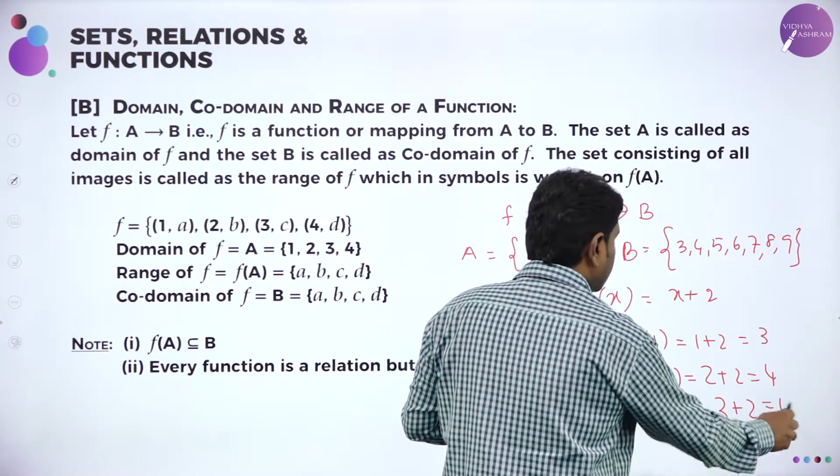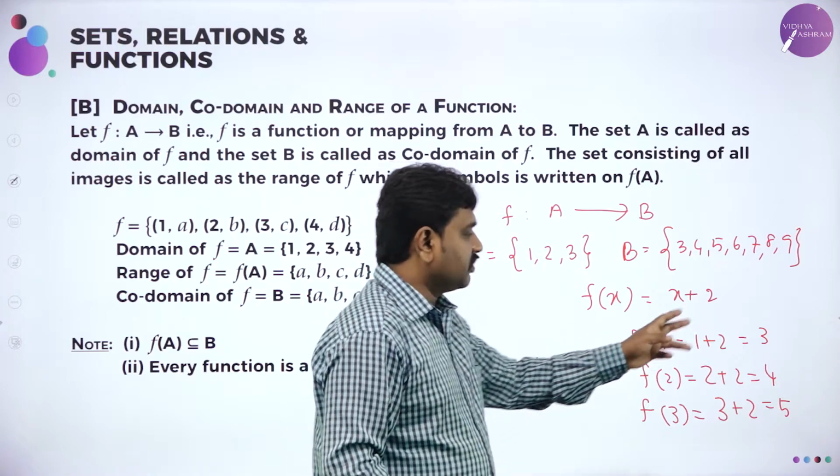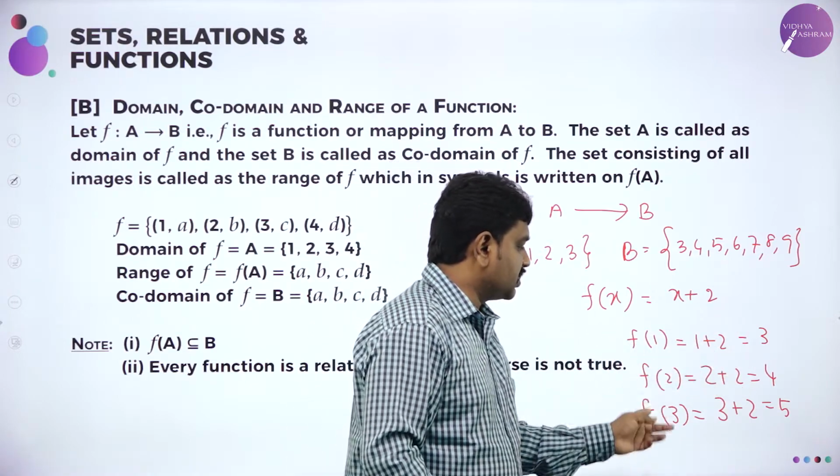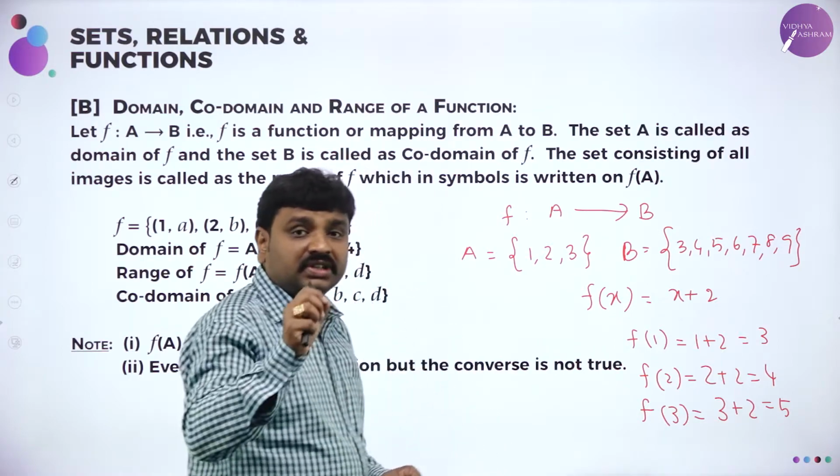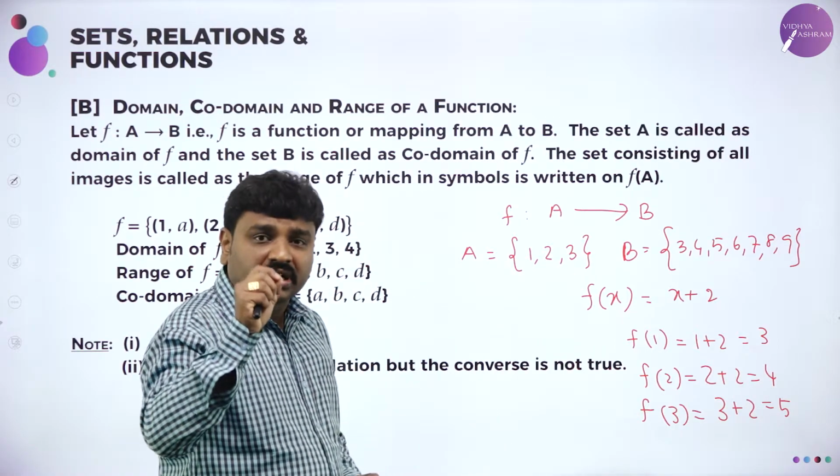What is 3 plus 2? 5. Now you have images. Image of 1 is 3. Image of 2 is 4. Image of 3 is 5. So the set of images is called the range.